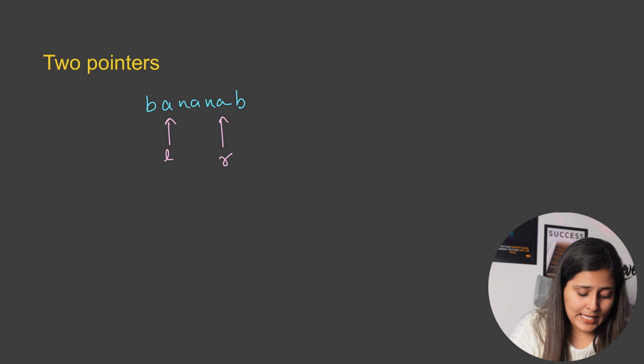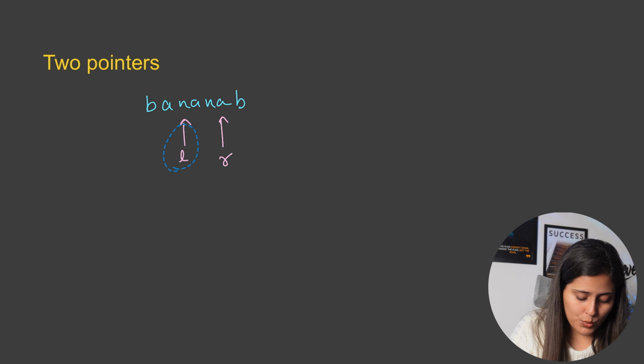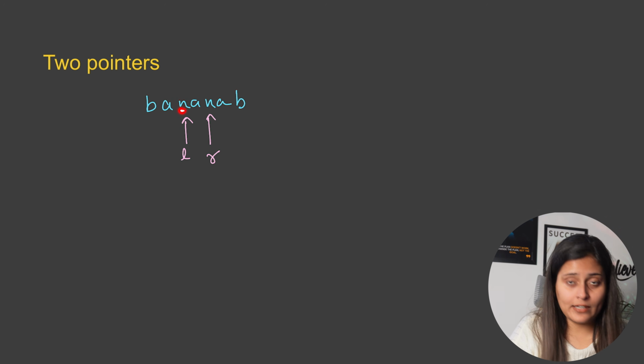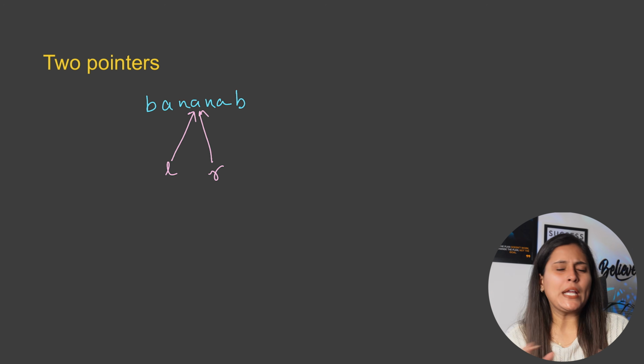Again we will compare this A, and then again it will be the same. So now we will move this L to +1 and again R to -1. Here also we have N and N, again matching. And now the last time, when we do L +1, this L will also indicate A and R -1 will also indicate A. And here we don't need to check anything.